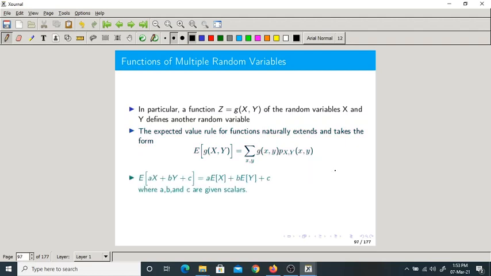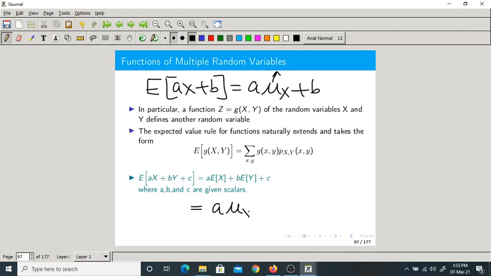Now, we are extending this formula. In the last classes, I told you that the expectation of aX plus b is equal to a times mu x plus b. What is this mu x? That is the expectation of x. Now I am writing for two random variables. The expectation of aX plus bY plus c equals a times mu x plus b times mu y plus c, where a, b, c are some scalars or constants.